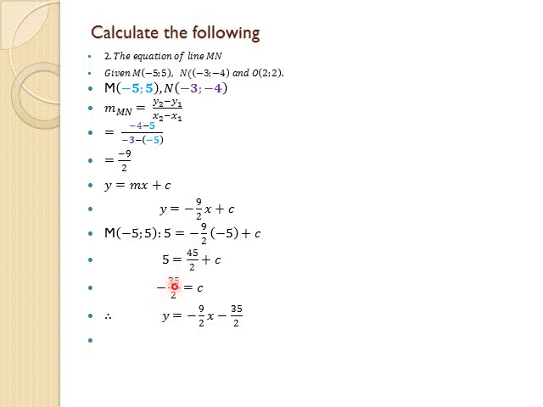You're allowed to use a calculator. So negative 35 over 2 equals c. And then there, y = -9/2 x - 35/2. Right, and that is how we find the equation.